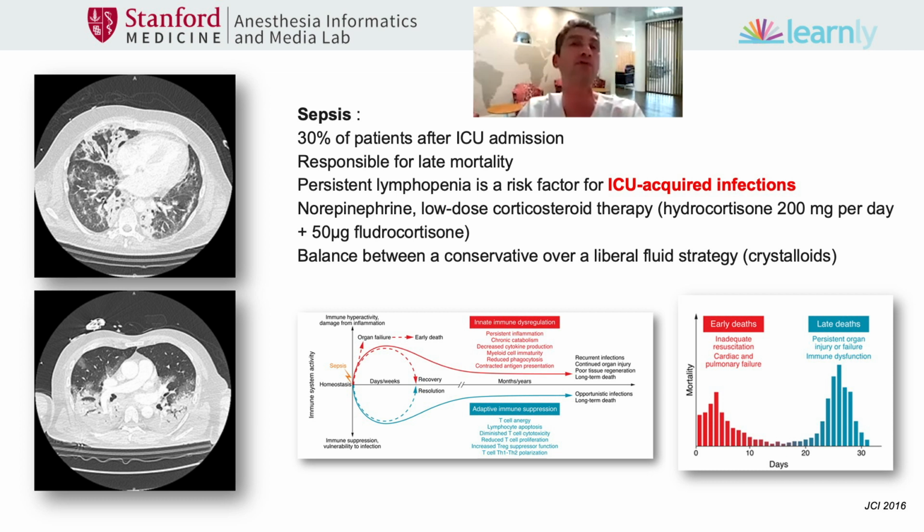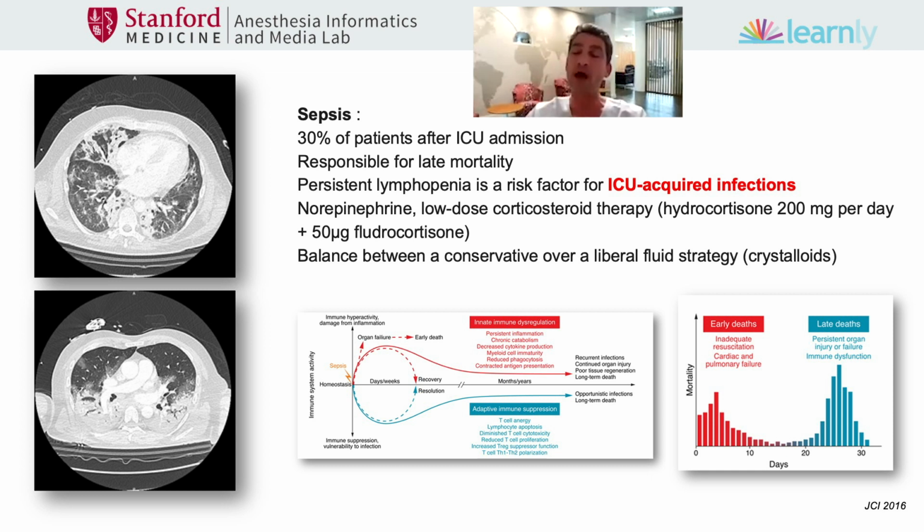For sepsis, you have to know that roughly 30% of patients after ICU admission will meet the sepsis criteria. The main point is that maybe sepsis is due to acquired infection, because these patients are really immunodepressed or immunosuppressed regarding, for instance, the deep lymphopenia, which is going to be persistent.